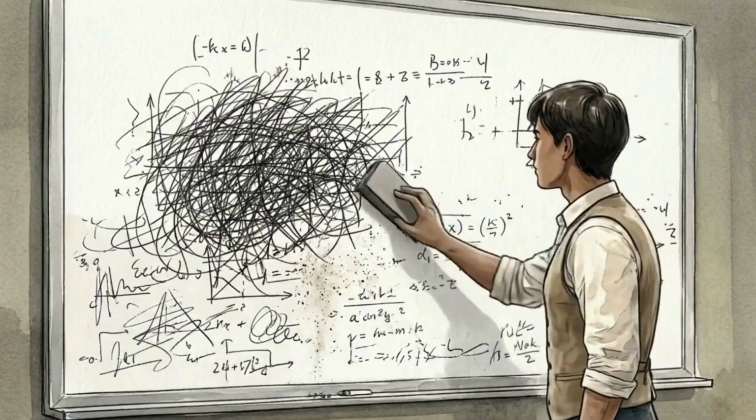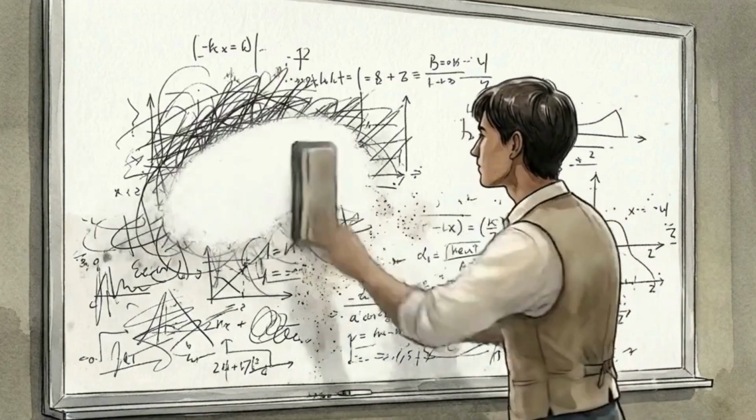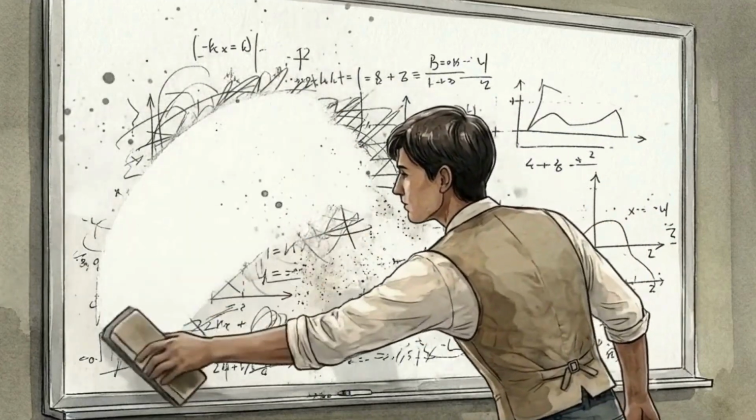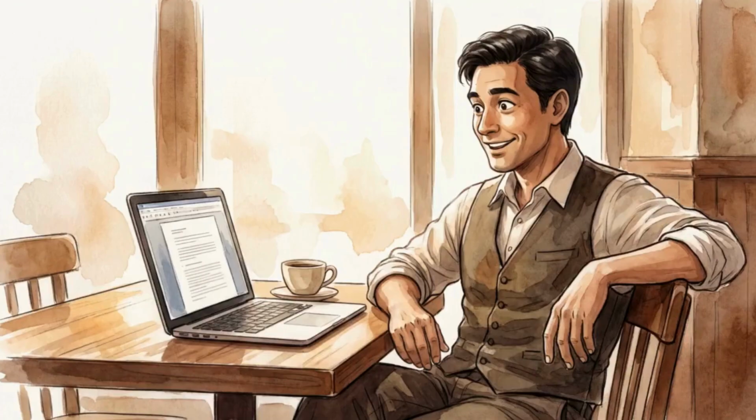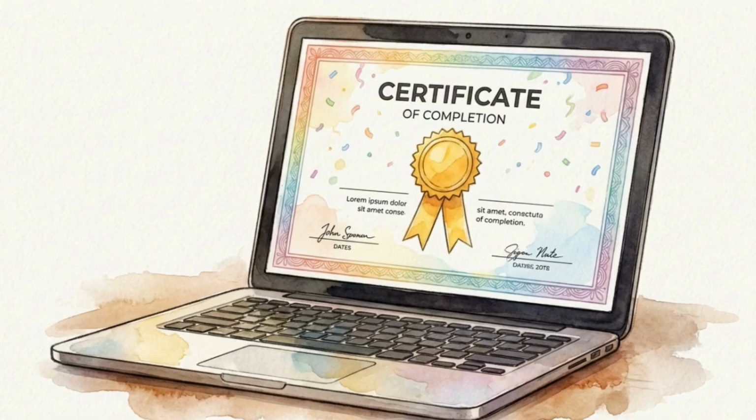The ADDIE model isn't about making design more complicated. It's a tool used to bring clarity to the process. By analyzing the learners, designing the plan, developing the content, implementing the course, and evaluating the results, you cover every base. Following this sequence transforms course design into an organized and effective process that creates a more meaningful experience for your learners.